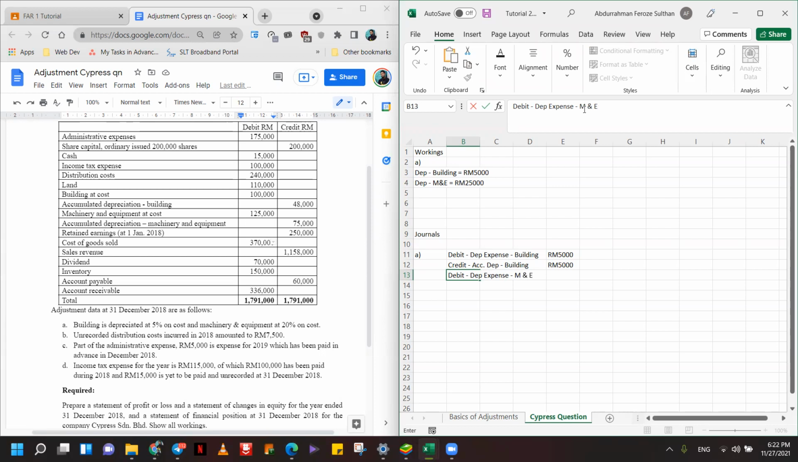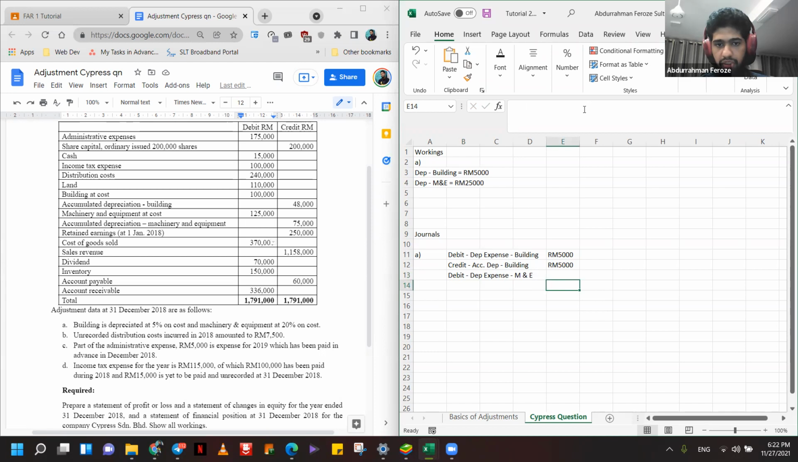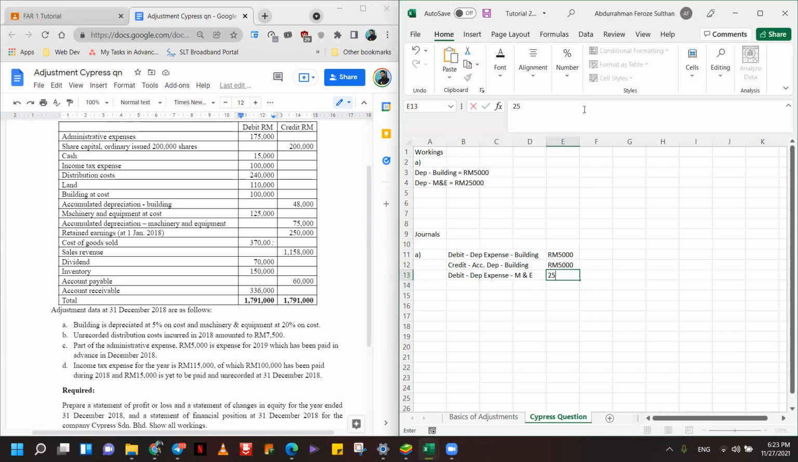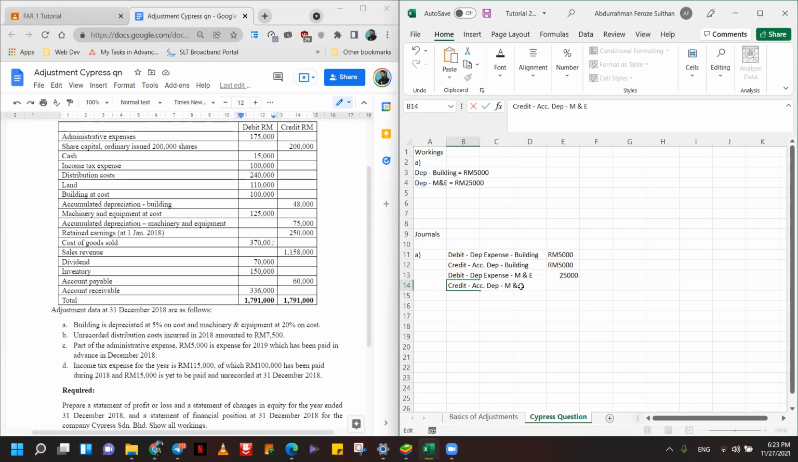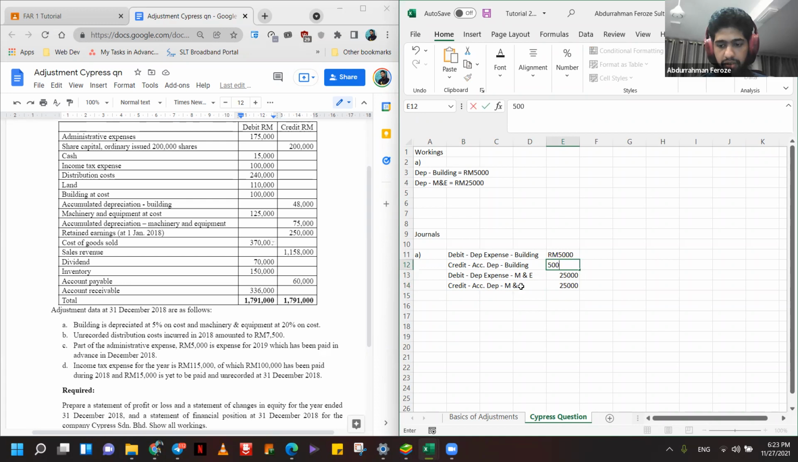Depreciation expense, and then accumulated depreciation M&E. How much was it? 25,000. And we credit accumulated depreciation M&E, 25,000. Let's just put the values here so it's easy. Okay, so that is for transaction A.